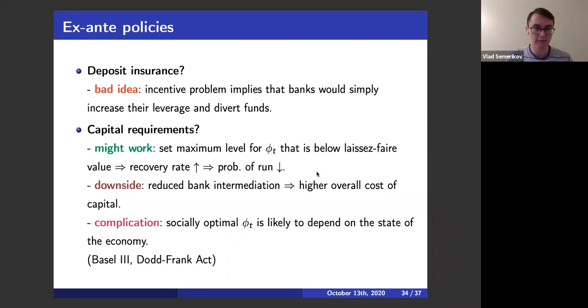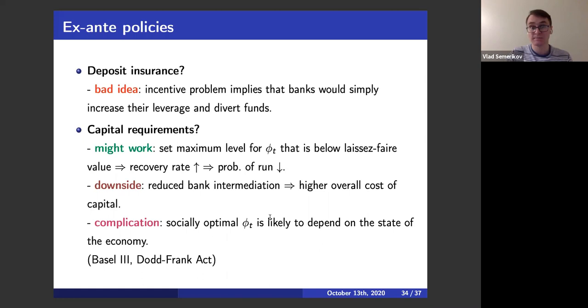The downside of this suggestion, as the professor also mentioned, is that it reduces bank intermediation and therefore provokes a higher overall cost of capital. And moreover, as phi t, the leverage multiple, is not a static variable and varies with economic conditions, the optimal level of phi t is also probably not going to be static. For example, regulations such as Basel III or the Dodd-Frank Act imply countercyclical capital buffers. So the optimal phi t is probably going to be countercyclical, but still, it needs to be studied.